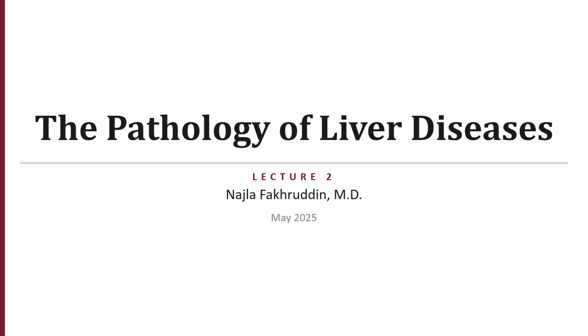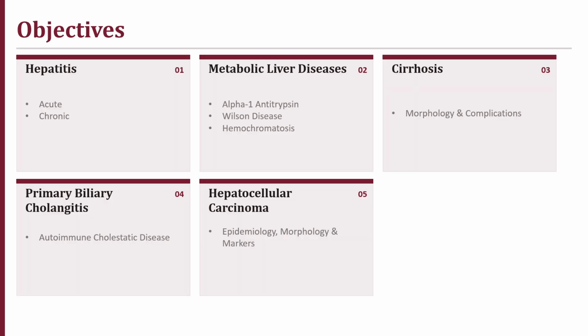In the previous lecture, we discussed the patterns of liver injury. Now, in this lecture, we will look at the pathology of some liver diseases and see how these patterns express themselves. So we will be covering hepatitis, metabolic liver diseases, cirrhosis, primary biliary cholangitis, and hepatocellular carcinoma.